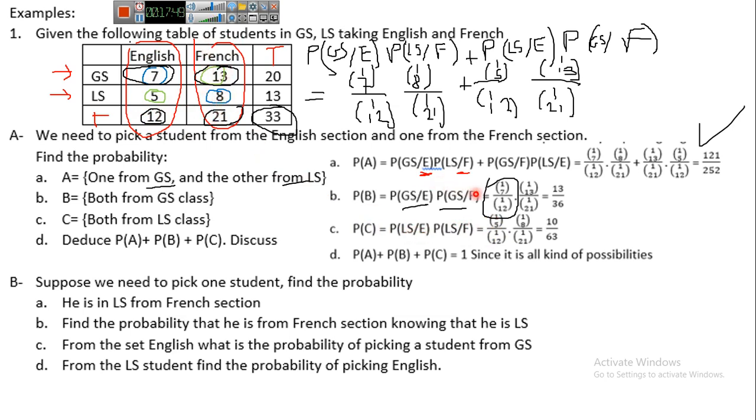So I have 1 out of 8 over 1 out of 21. Deduce P of A plus P of B plus P of C. 100%, it's 1. Why is it 1? Because if you want to pick one from English and one from French, either you pick both to be GS, or you pick both to be LS, or you pick one, for example, from GS and one from LS. So this condition will give you all possibilities you may get in this experiment. So that's why it must be 1.